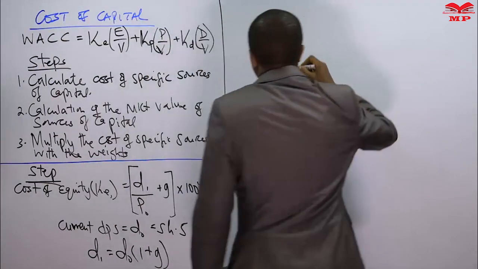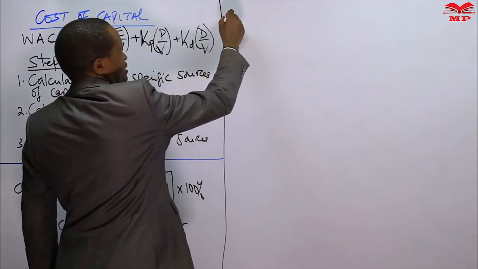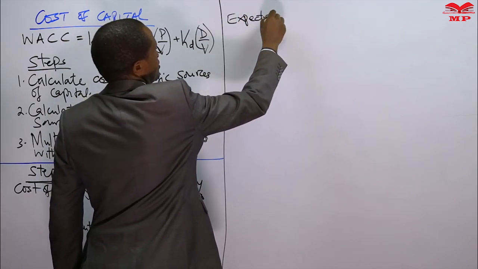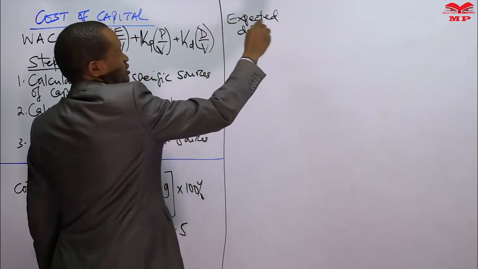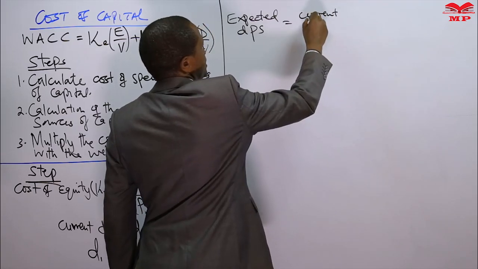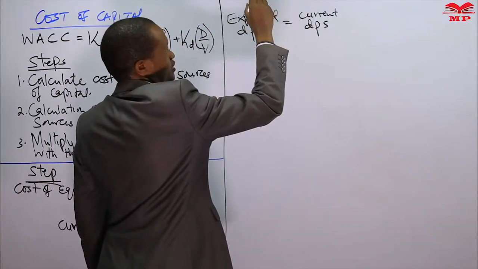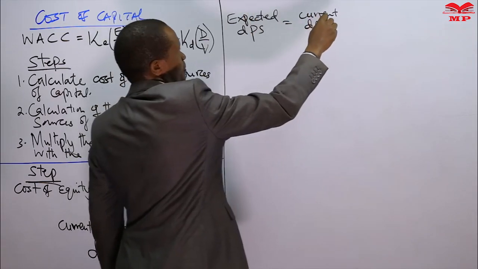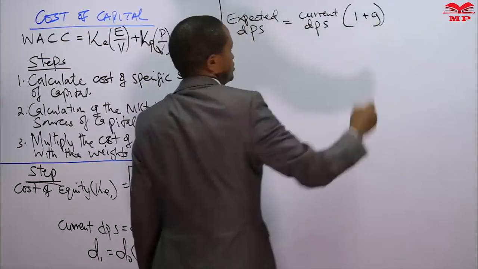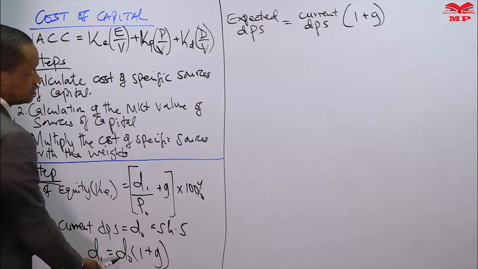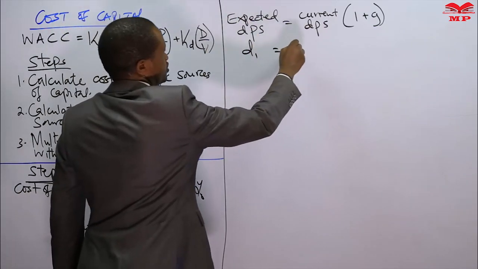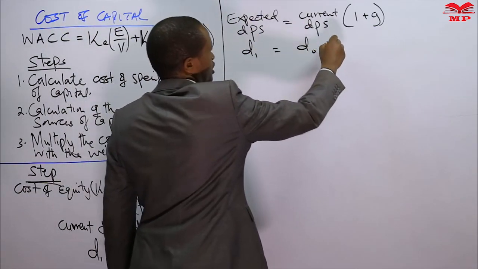So the expected dividend per share is equal to the current dividend per share, all right? Current dividend per share times 1 plus G. Just repeated it, which is the same as D1 is equal to D naught into 1 plus G.